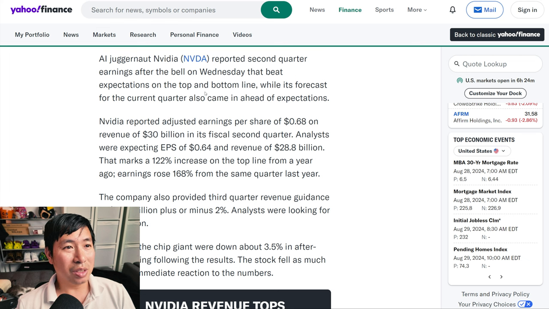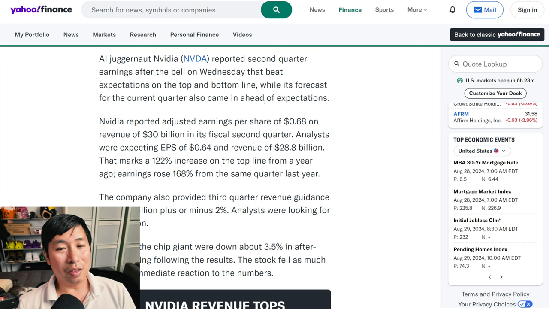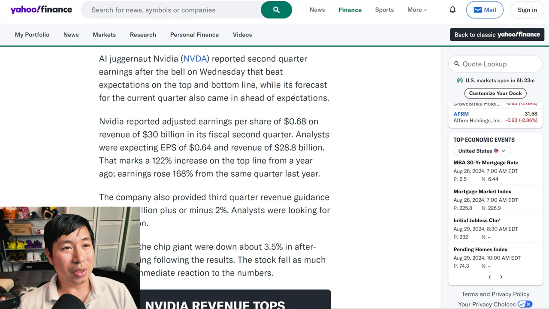They beat expectations, and even the forecast, everything was good. But I read elsewhere on the internet that the expectations were so high that even though they beat analyst estimates, I don't know. To be honest, I think people's expectations were even higher than analyst estimates. It's hard to make sense of it because they actually reported pretty good numbers.